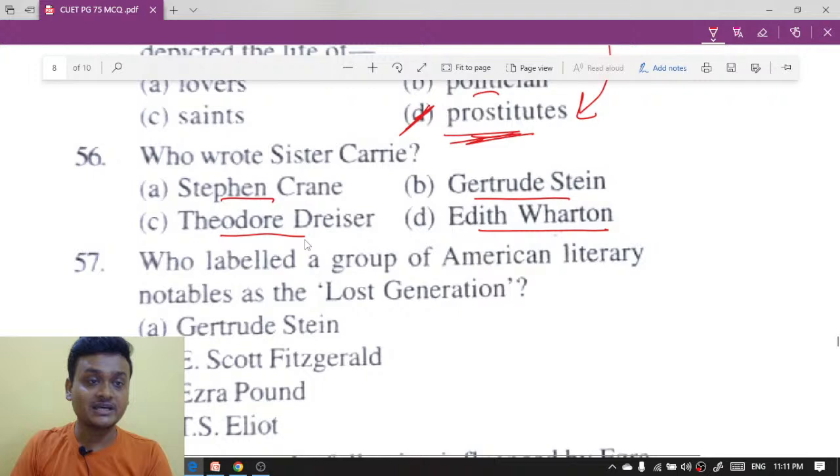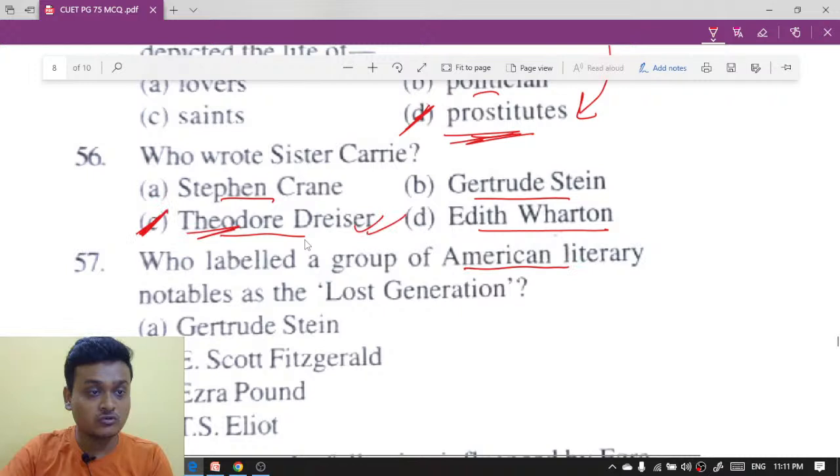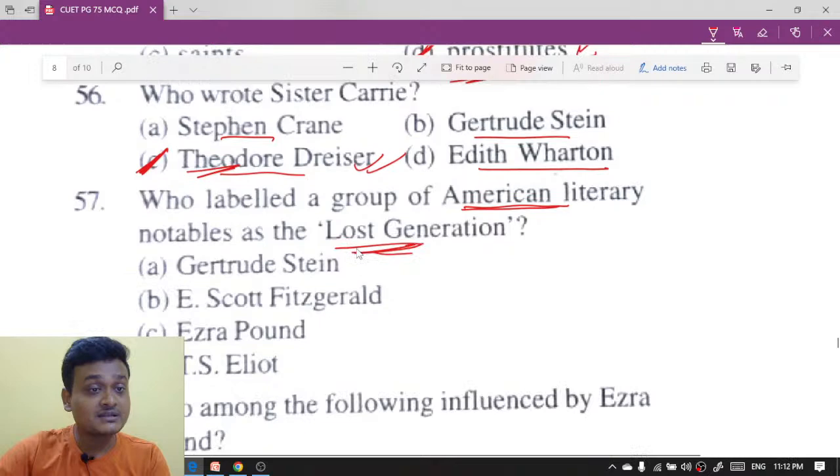Who labeled a group of literary notables as the Lost Generation? So who coined this term Lost Generation? It was Gertrude Stein, F. Scott Fitzgerald, Ezra Pound, T.S. Eliot. So it was Gertrude Stein. Gertrude Stein has coined the term Lost Generation. So here A is the right option.